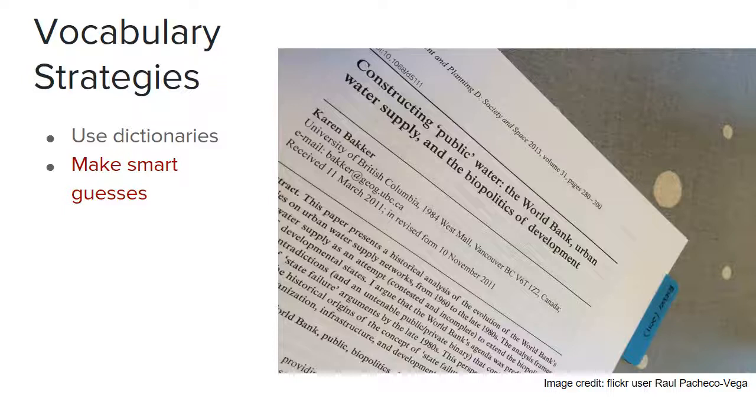Then we can also use context. Is there something in the sentence or the paragraph that suggests that this word has a positive meaning or a negative meaning, or that it's related to biology or related to sports? We can also use morphology and word parts to try and figure out what the word might mean and making guesses there. So teaching learners all of these different ways about how to make smart guesses when they encounter a new word will make them better vocabulary learners.